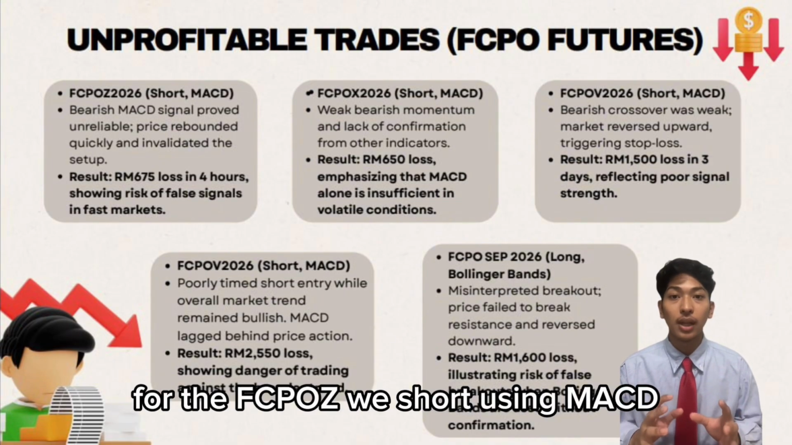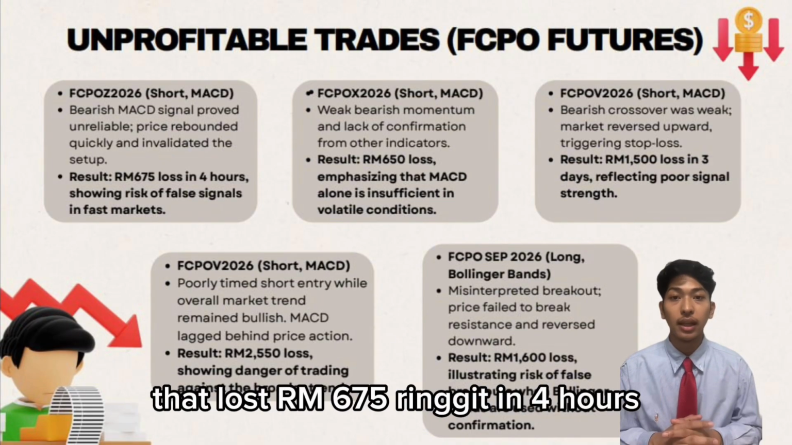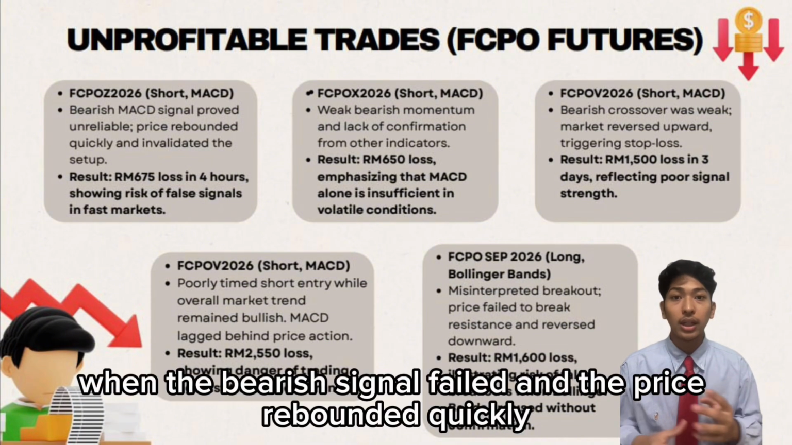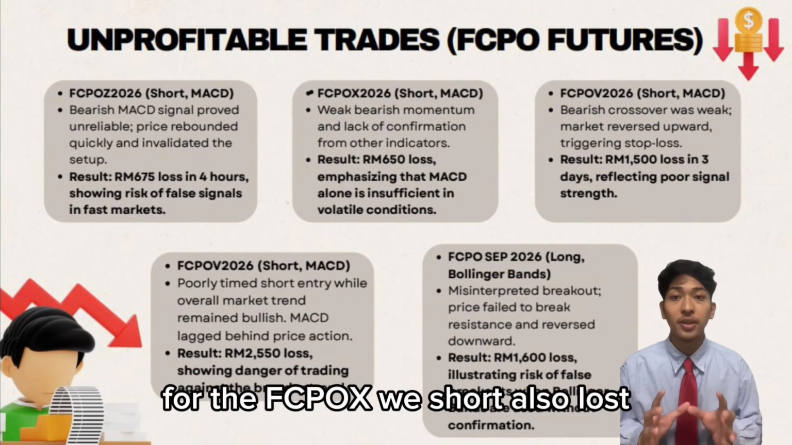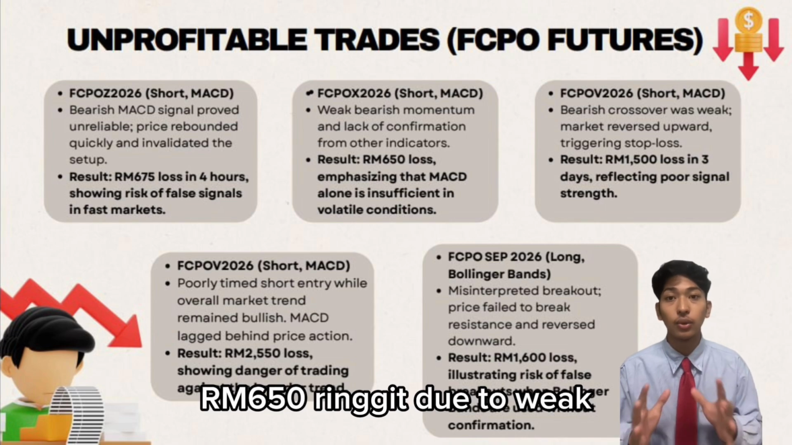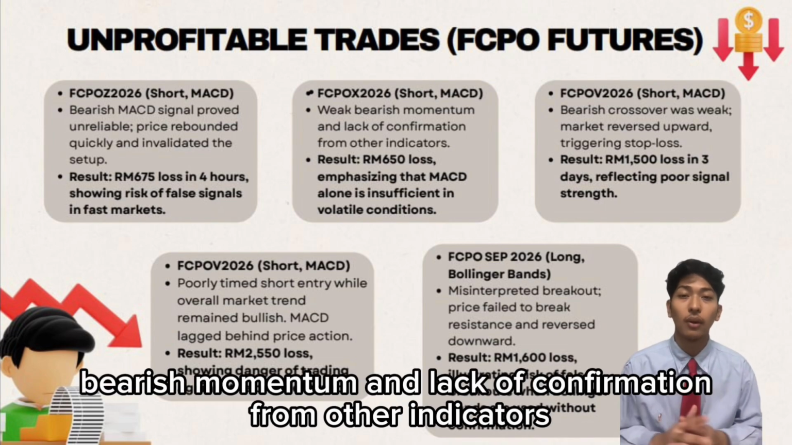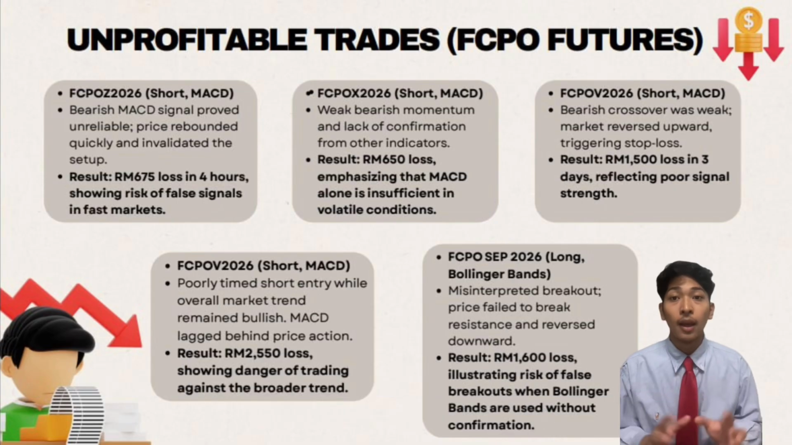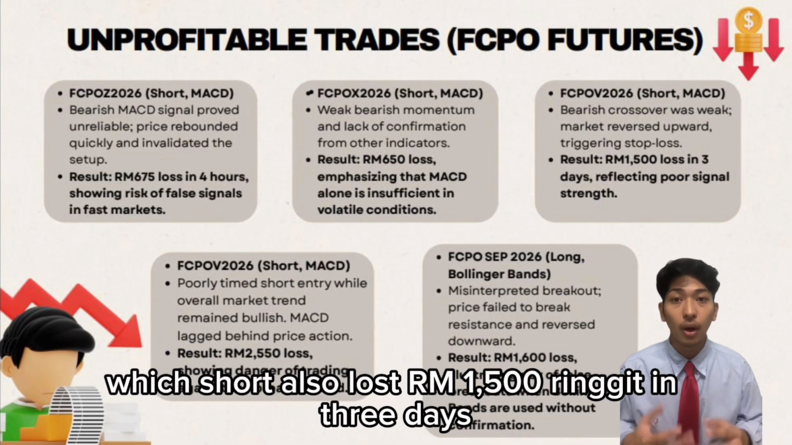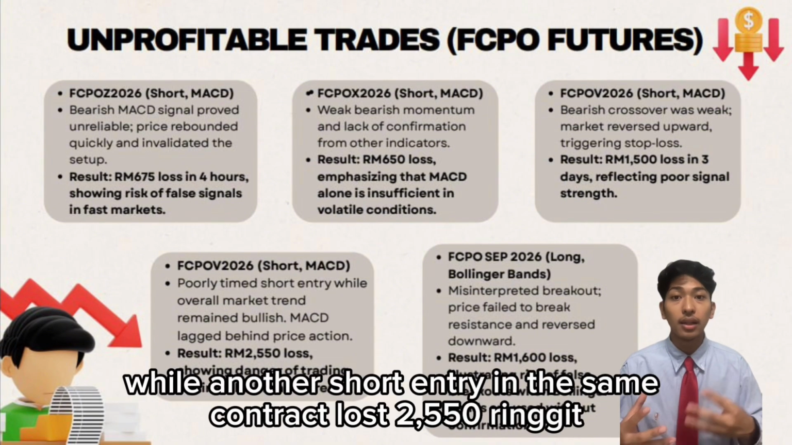For the FCPOZ, we short using MACD and lost RM 675 ringgit in 4 hours when the bearish signal failed and the price rebounded quickly. For the FCPOX, we short also lost RM 650 ringgit due to weak bearish momentum and lack of confirmation from other indicators.